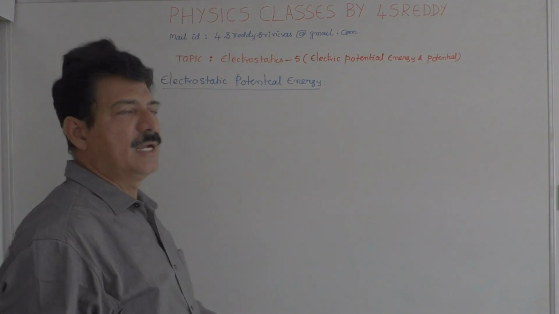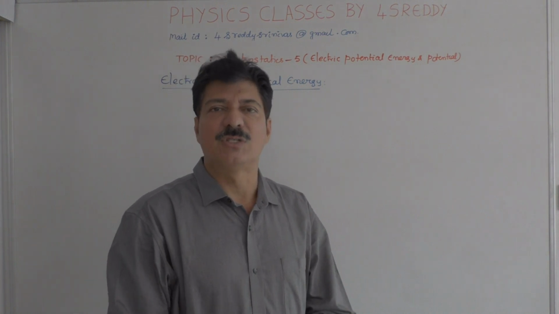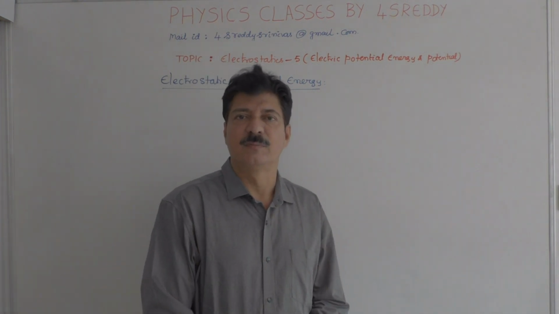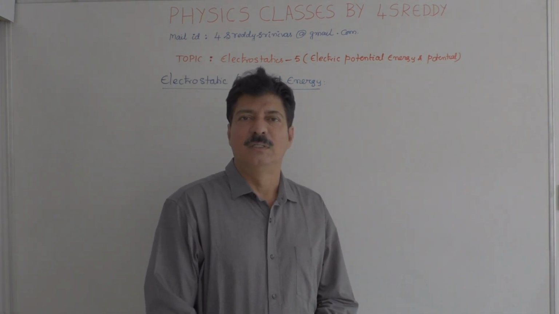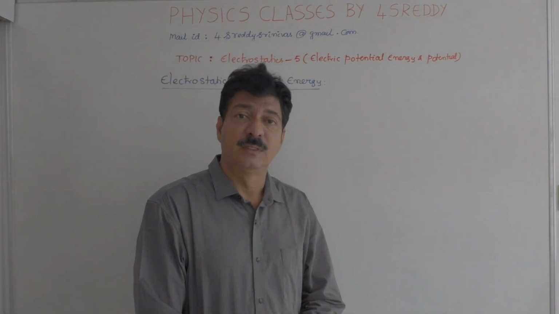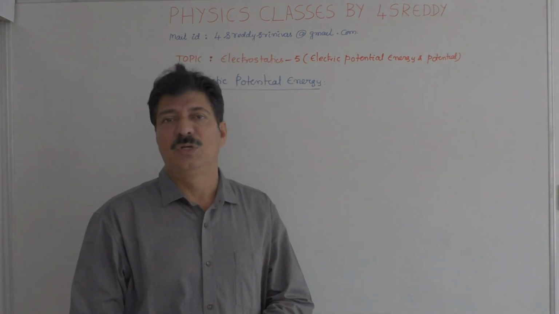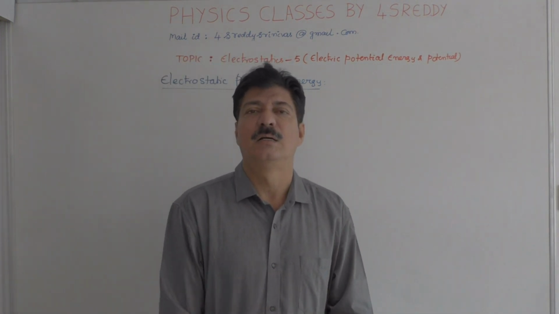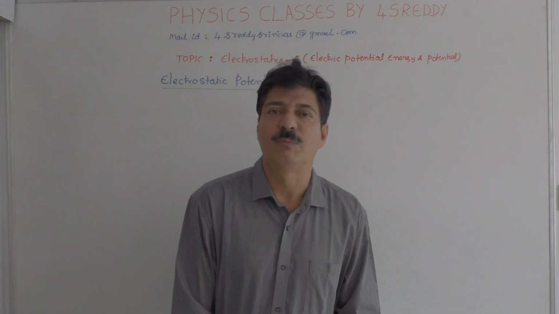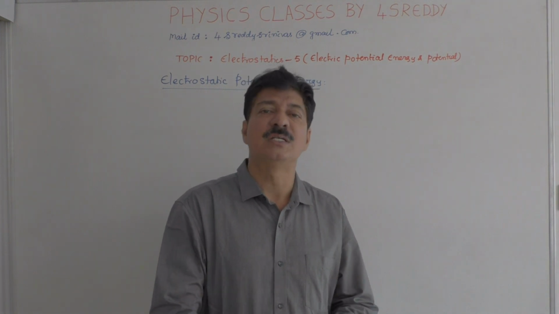Electrostatic potential energy is sometimes also called the interaction energy between the charges. It is nothing but the work done in bringing a charge from infinity to a point within the electric field. Then what is the expression for it?